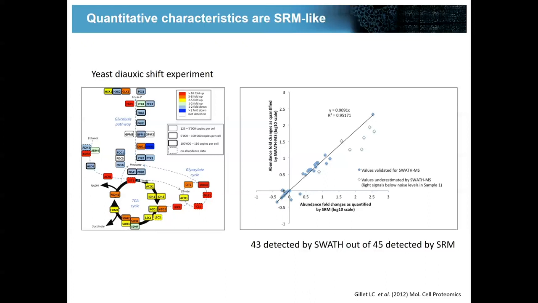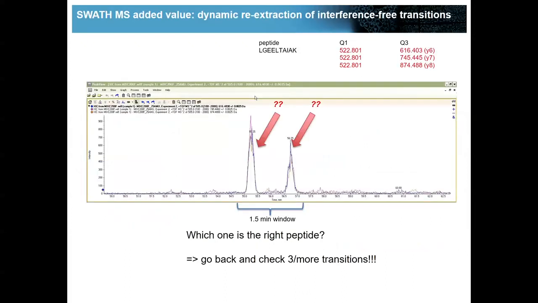So again, in this case, it was like 43 of these peptides detected by SWATH out of 45 detected by SRM. Okay, so what about the added value over other methods like SRM?